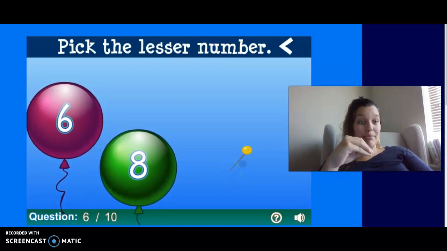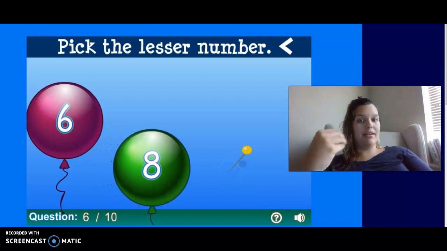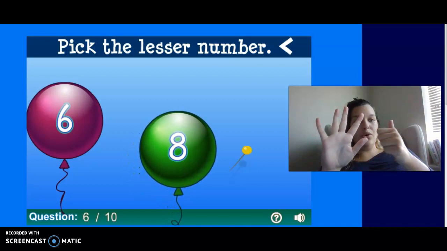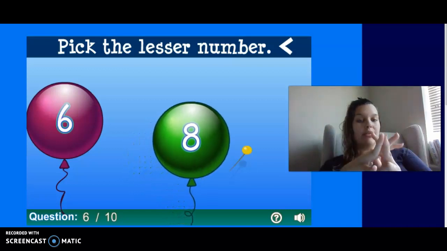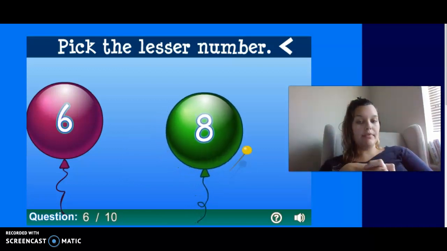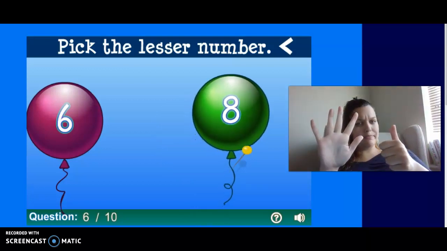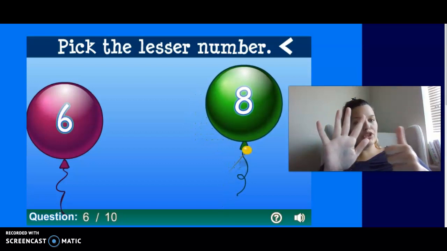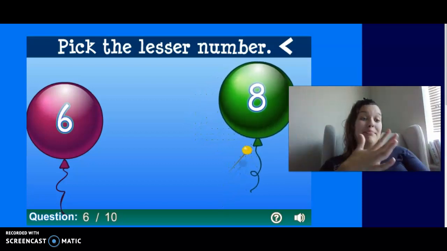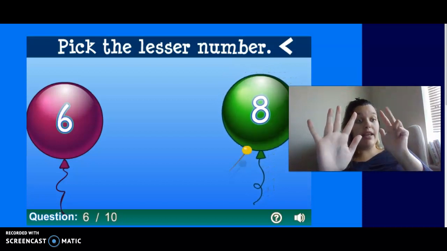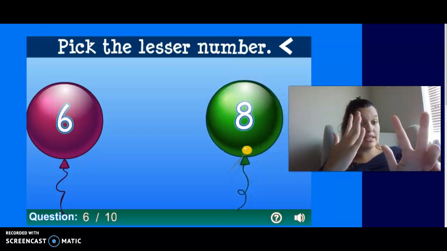Pick the lesser number or the smaller number. Is 6 smaller or is 8 smaller? Think about it. Let's start at 6. To get to 8, do I go up or down? 6, 7, 8. I have to get more to get to 8.